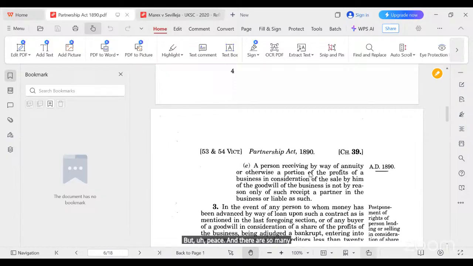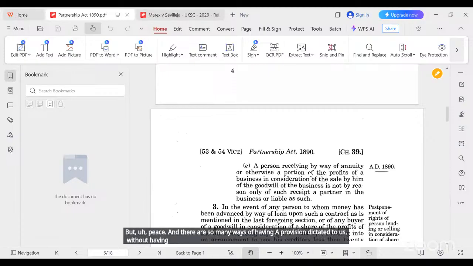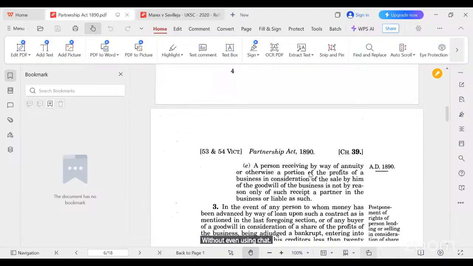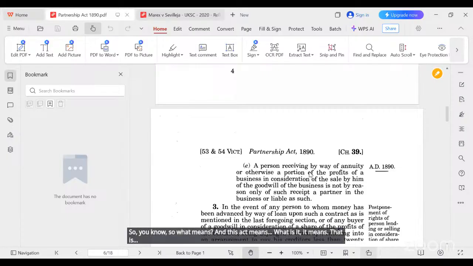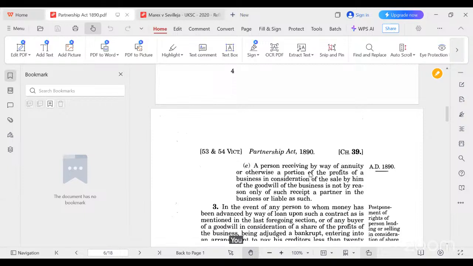And there are so many ways of having a provision dictated to us without having the power to change it, without even using shall or must. For instance, if you have a definition of a particular concept by a law, this enactment, a legislation, once it is defined, that definition is what the legislature wants you to understand. It does not matter whether you have a better understanding. It is what they say. So when they say a word means something in this act, that definition is compulsory for everybody to take. You can't leave it. You must take it.